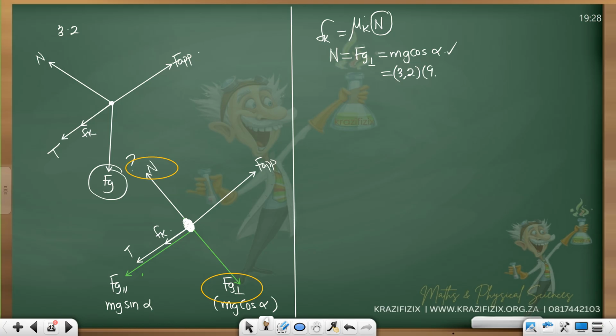What is g? 9.8. So we don't have a problem with this. We are done already with that. Good. Normal force is done. The question is, what is friction?